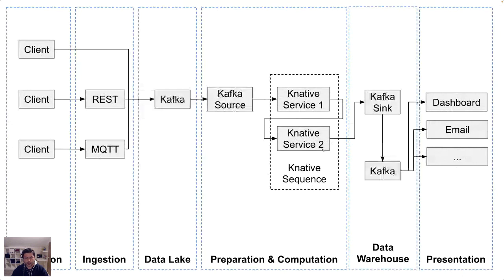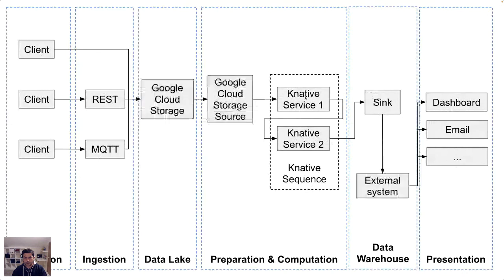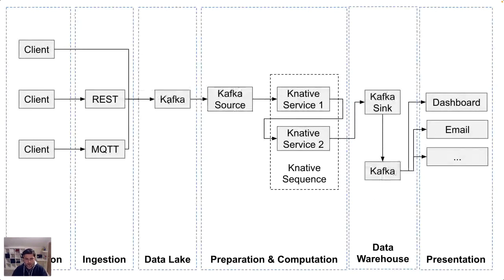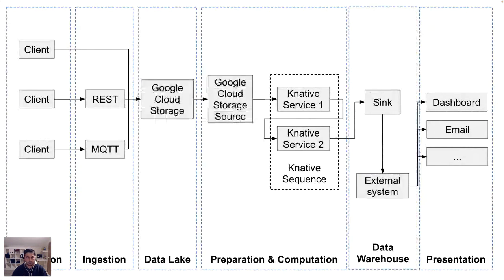So this is what I mean by plug-and-play components. We already have Kafka source, we already have Knative sequence, we already have Kafka sink, so you will not write any code for these. You will only write your own logic. And there is no vendor lock-in, as in you can run Knative on any Kubernetes distribution. And also there is no vendor lock-in when it comes to integration. So if you use Kafka here, you can also make use of other plug-and-play components for other messaging systems or any other services.